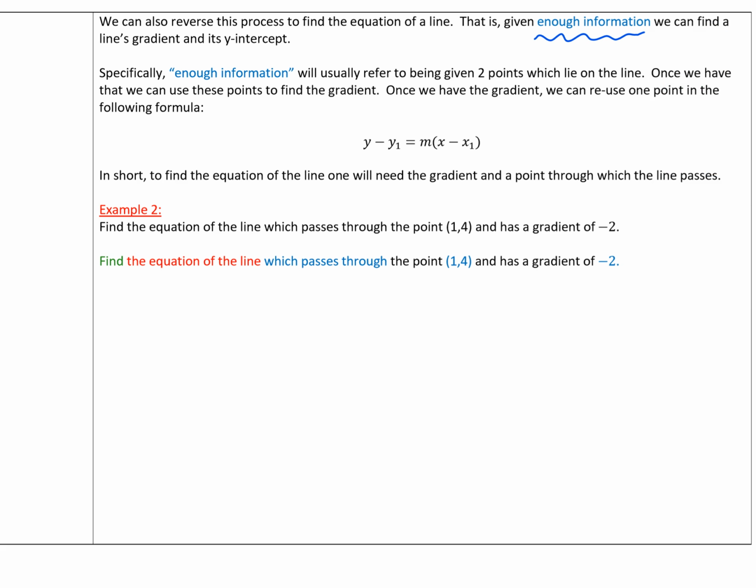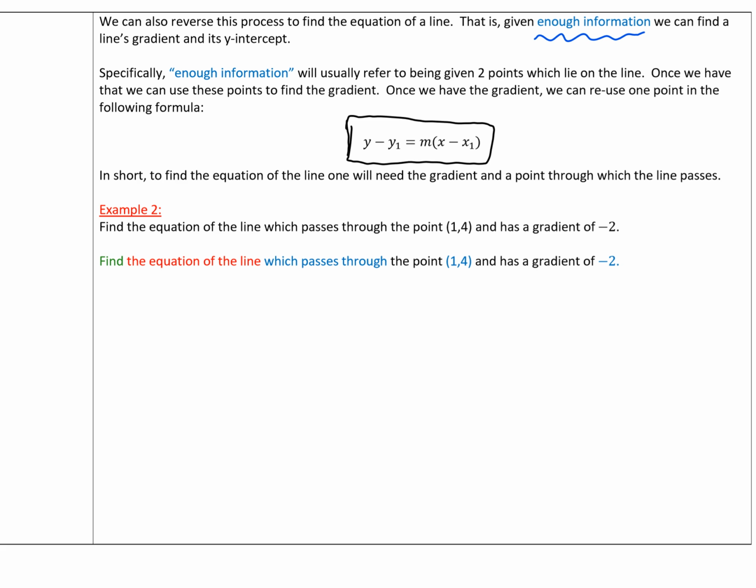So the way that we do this is we make use of this formula: y minus y1, being the y coordinate of a point we have, equals m outside of x minus x1, the x coordinate of that point. So it seems a little bit complicated, but as we do an example, you'll see it's really quite straightforward.